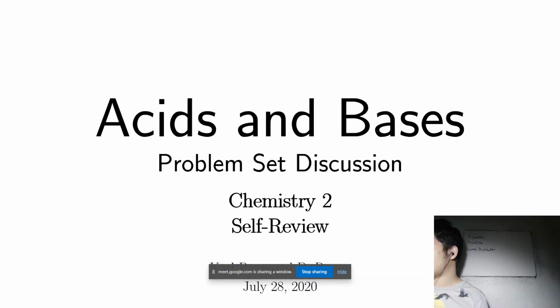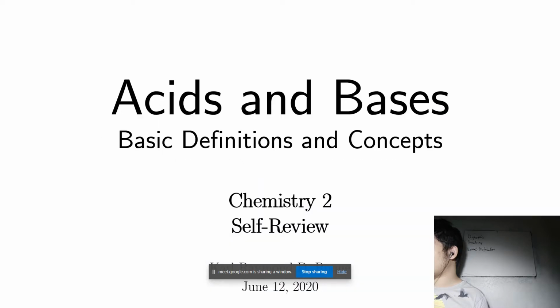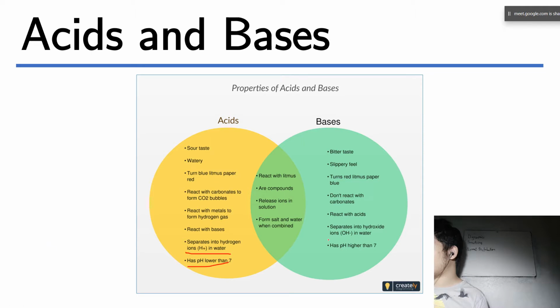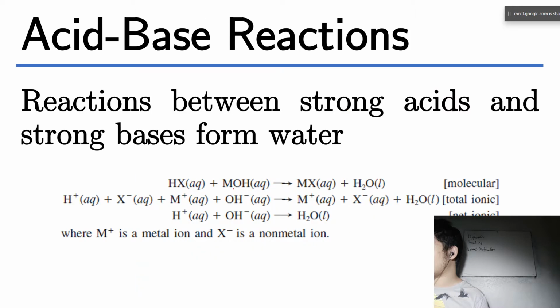So, acids and bases, no? Mahaba-haba to. Basic definitions and concepts. I hope naalala nyo pa, no? Ito yung mga ilang properties of acids and bases. Pero ang pinaka-importante, ang acid has pH lower than 7 and releases H+. Bases naman, higher than 7, tapos releases OH sa water. Acid-base reactions, kapag pinag-react natin ang isang strong acid sa strong base, magkakaroon ng tubig. Non-net ionic equation, aside from salts, no?